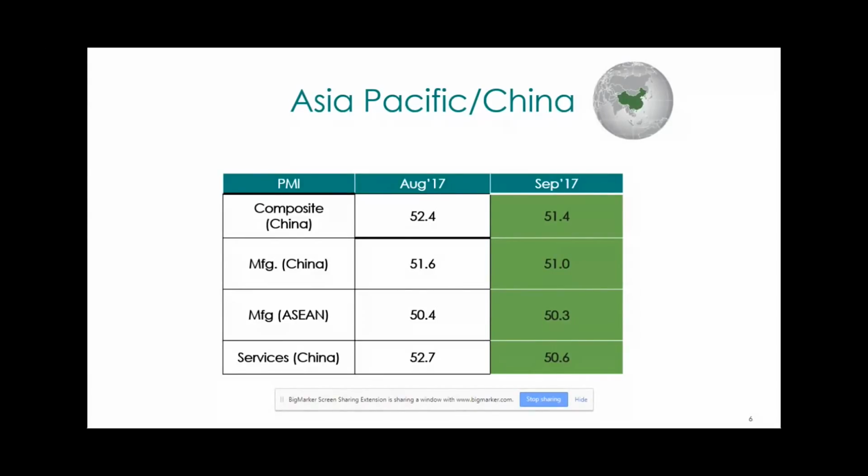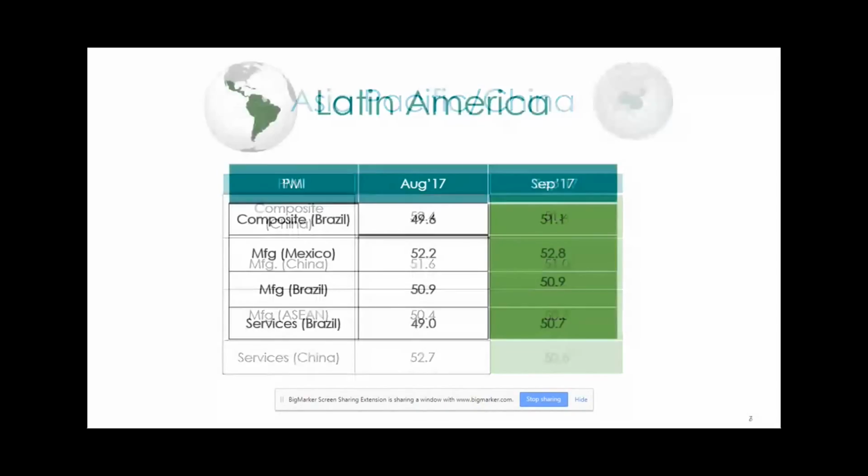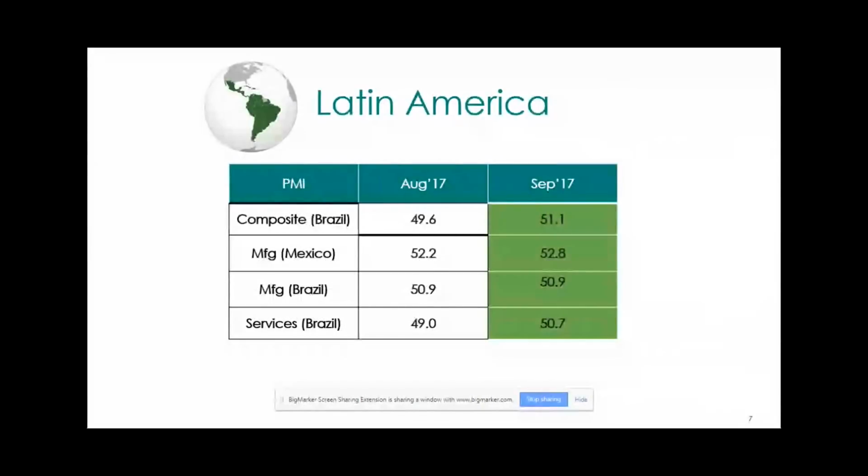Now, China is the world's biggest importer of commodities, and Latin America depends entirely on commodities. With the Chinese economy performing well, naturally the Latin American economies also perform well. Brazil, which was in a recession until the beginning of this year, has managed to clock in positive growth in all aspects of its PMI, be it manufacturing or services or the composite.